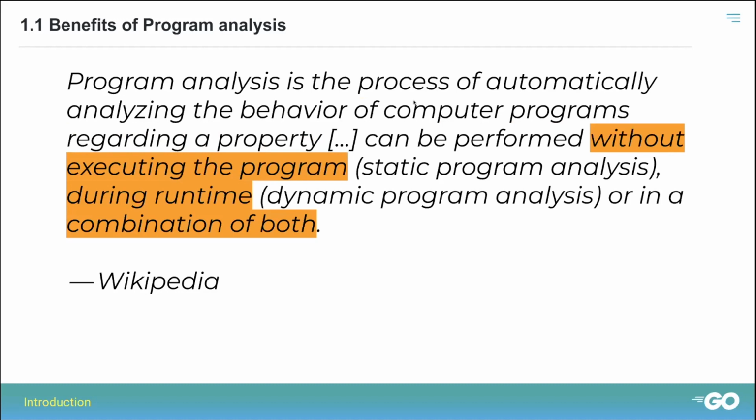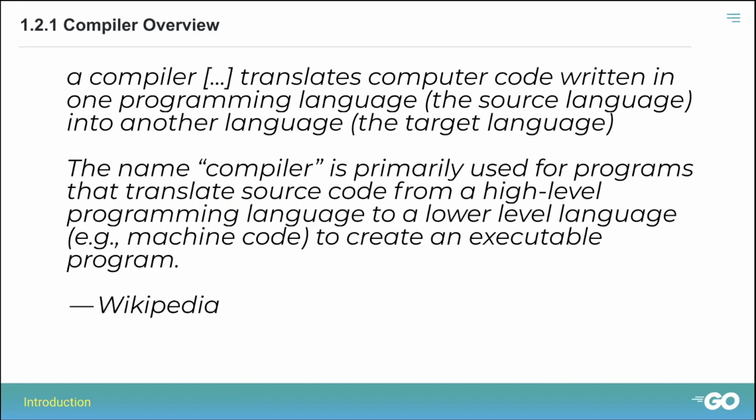So that's what it means to analyze a program, and we can do it in two or three different ways. One is without executing the program, which is static program analysis, like a linter, for example. Another way is during runtime, which is called dynamic program analysis, like tests, like a profiler, like Go race, if you know it, and a combination of both. So that's program analysis, and I'm sure most of you know it. Now let's talk about compilers a bit, and then you will see how static analysis fits inside the compiler flow.